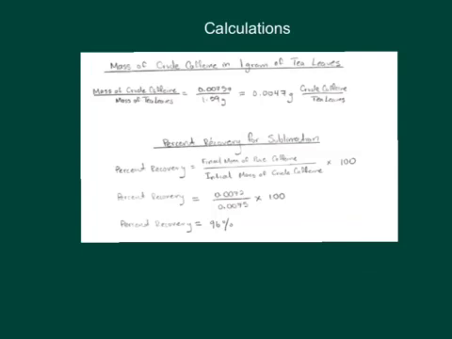From our data, we were able to calculate the crude caffeine in 1 gram of tea leaves. Using this formula, we put the crude caffeine over the total amount of tea leaves, and we got 0.0047 grams of crude caffeine per gram of tea leaves. Afterwards, we calculated the percent recovery for sublimation of the pure caffeine against the crude caffeine. We put the final mass of the pure caffeine over the initial mass of the crude caffeine, times 100, and we got 96% recovered after sublimation.